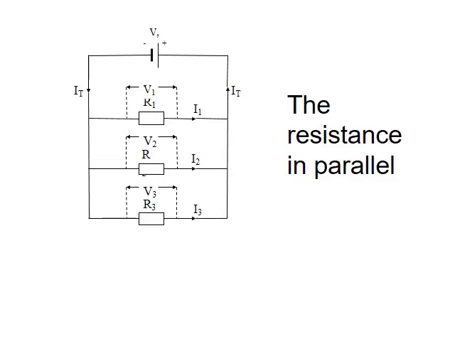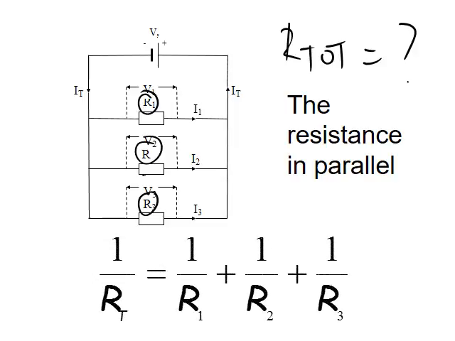And finally, the resistance in parallel. So we want to find R1, R2, and R3, and what is R total? Again, it's simply 1 over R total equals 1 over R1 plus 1 over R2 plus 1 over R3.